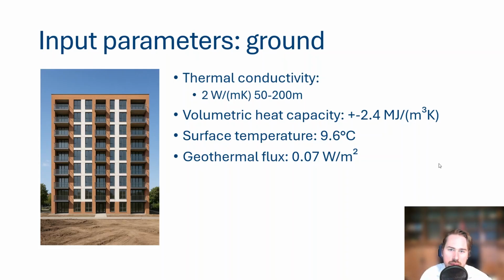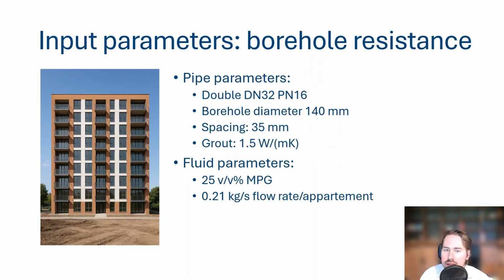watts per square meter. Now for borehole resistance, we will use a WDN32 for this case, a borehole diameter of 140 and spacing of 35 millimeters, with a standard grout, let's say, of 1.5 watts per meter Kelvin. And we will use 25 volume percent of monopropylene glycol with a flow rate of 0.21 kilograms per second for each apartment. So we will assume that each apartment has its own heat pump, with its own circulation pump, which can deliver 0.21 kilograms per second.